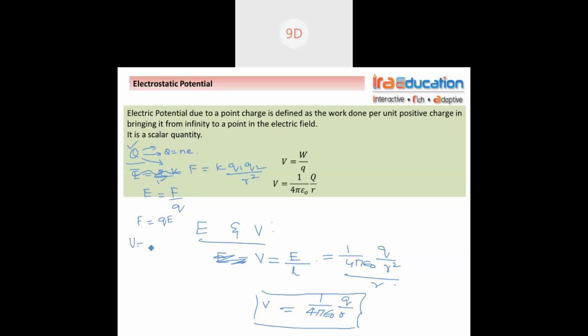Lastly, you have learnt about potential. Potential is electric field per unit length. Guys, if you want, write unit length as R. First of all, is there any doubt till here? Now I'll see if you have understood. I'll ask you some questions.